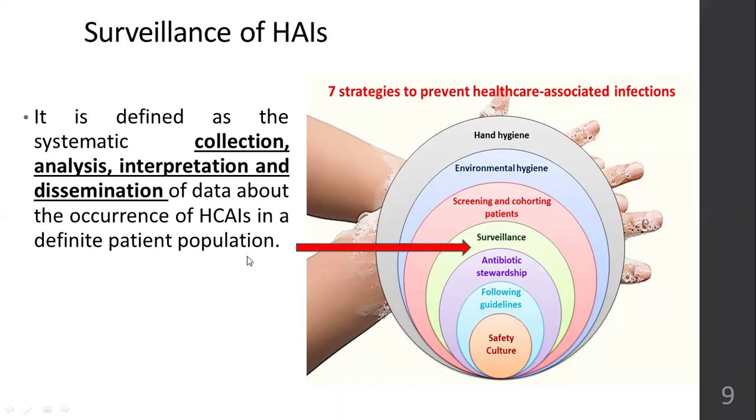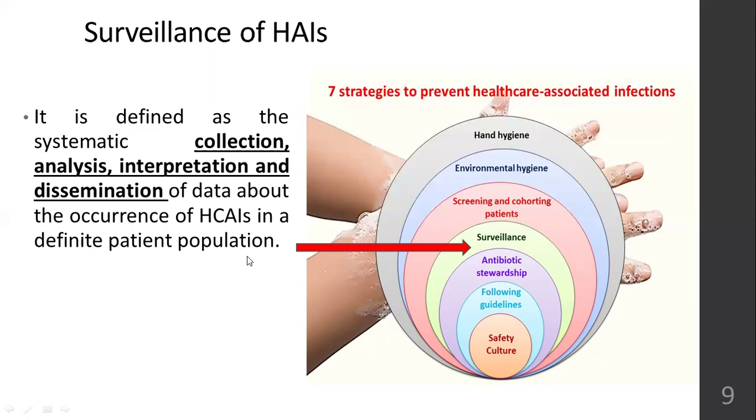Analysis: you will study a pattern. Interpretation: you will understand the pattern. When you do analysis, lab reports will also come into action. Interpretation is making a conclusion. This patient is inching towards ventilator associated pneumonia. This patient, we think, has got COTI, catheter associated urinary tract infection. That will be your interpretation.